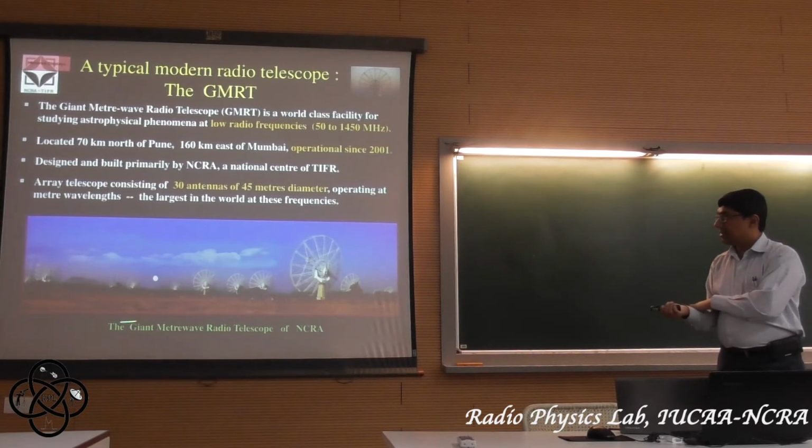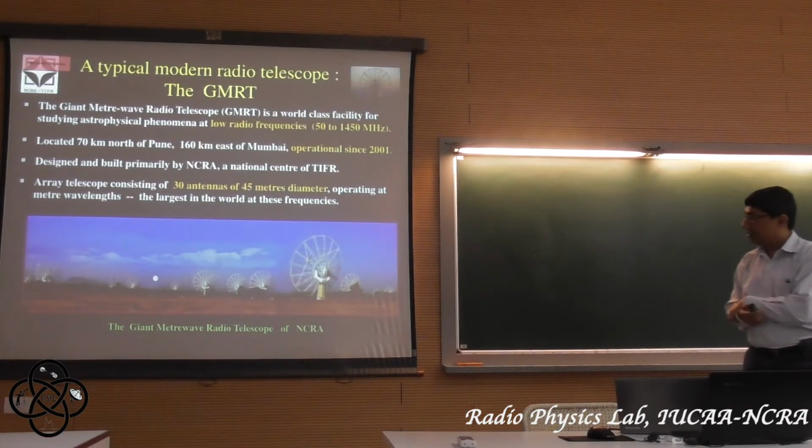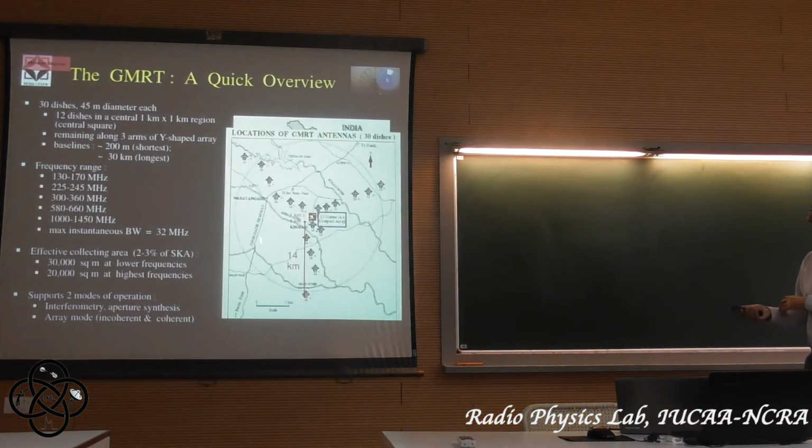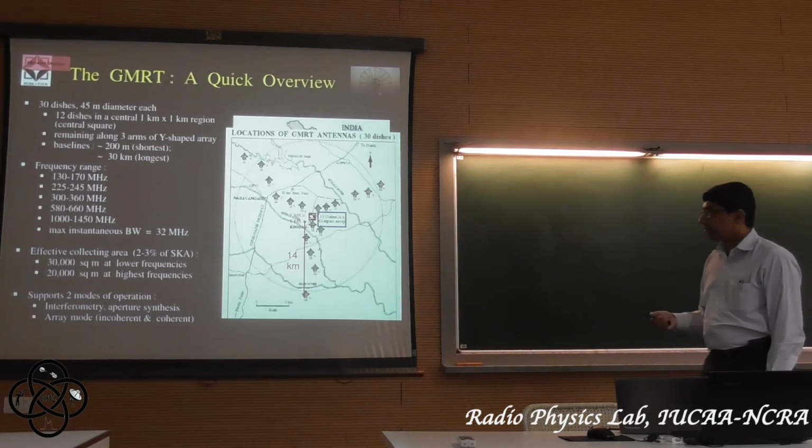And as we were discussing earlier, 30 antennas, each of 45 meters in diameter, arranged in a roughly Y-shaped structure with a central 1 square kilometer, not to be confused with the Square Kilometre Array as we talked about, having about 12 antennas and the remaining 18 spread out like this. And again, it allows you to synthesize a telescope whose diameter is 28 kilometers or so and get resolution corresponding to that.